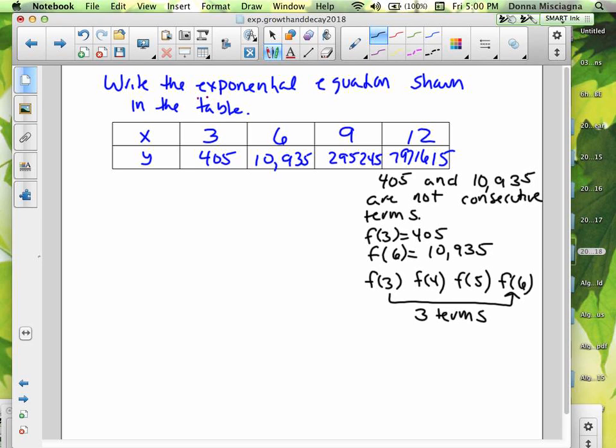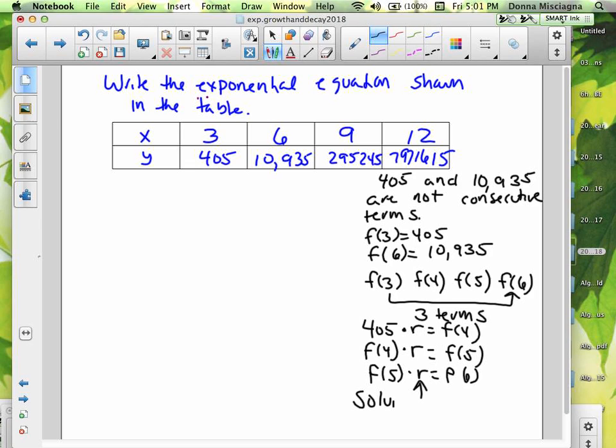So that means that I had 405, and I multiplied by r to get f of 4. And then I could take f of 4 and multiply by my common ratio to get f of 5. And I could multiply f of 5 by the common ratio to get f of 6. So when we're solving, we're not solving for r here. How many r's do you see? I see 3. So we're actually solving for r cubed.